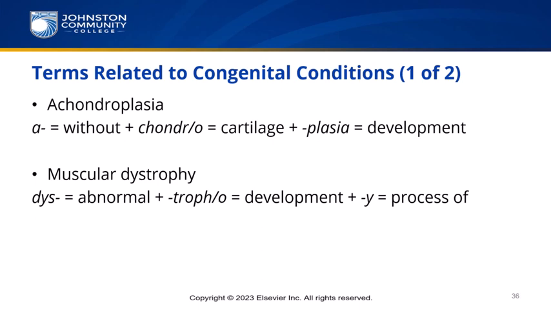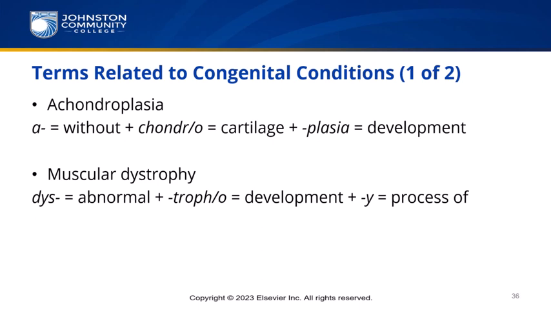Let's look at some terms as they're related to congenital conditions. Congenital can be thought of as Maybelline. Maybe she's born with it. Congenital means that they are born with it. We're going to be studying the pathology terms in groups. Our first group is congenital disorders, those that babies are born with.